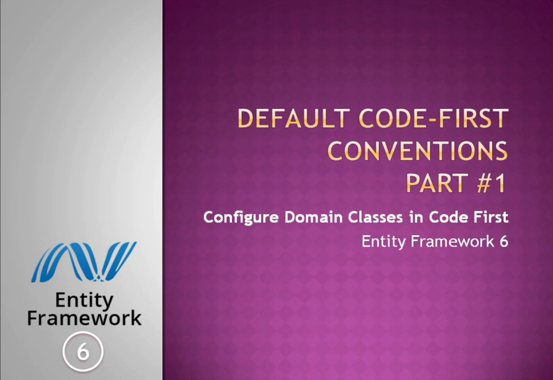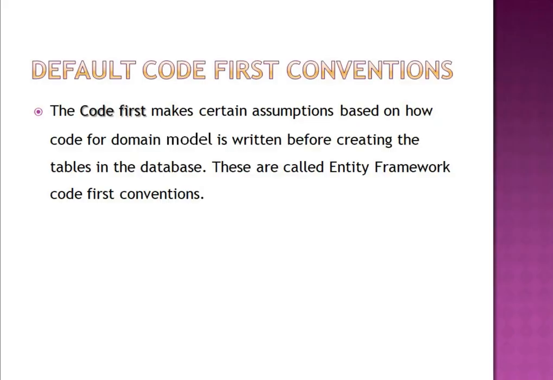In my introductory video, I already explained that there are three methods to configure your domain classes in code first. Default code first is the first approach. The second approach is data annotation, and the third approach is Fluent API. We are going to study all three configurations step by step. This video will cover default code first convention. So let us see what default code first convention is.